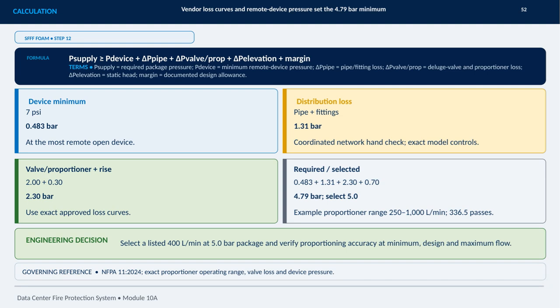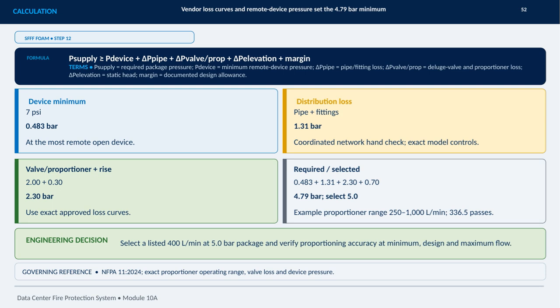At the most remote open device, the minimum requirement is 7 psi, or 0.483 bar. Pipe and fitting losses contribute another 1.31 bar. The valve and proportioner add 2.00 bar, while the elevation allowance adds 0.30 bar. Finally, the design margin is 0.70 bar. Together, those values produce a required pressure of 4.79 bar, so the selected package is rounded up to 5.0 bar.